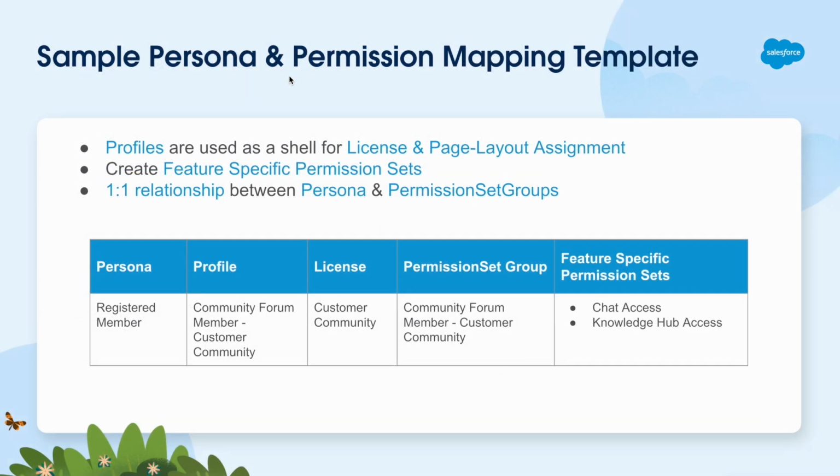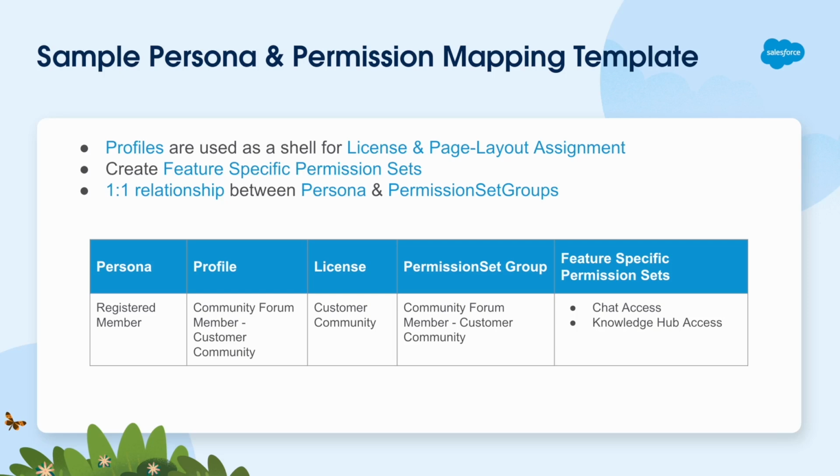Now, after you've made this transition, your persona and permission mapping template could look something like this. You can have profiles that are used as a shell for license and potentially page layout assignments. You would then create feature-specific permission sets, and then you have a one-to-one relationship between your persona and the permission set groups, where a permission set group is just a collection of those feature-specific permission sets.